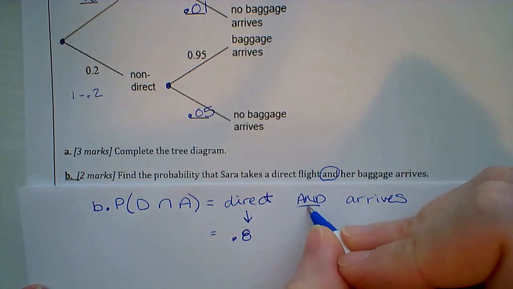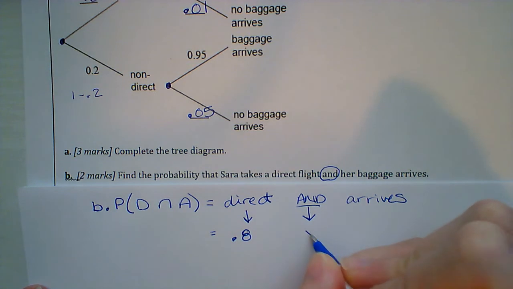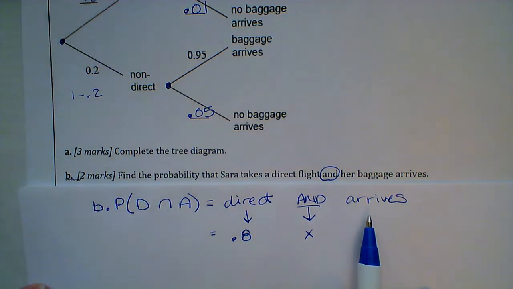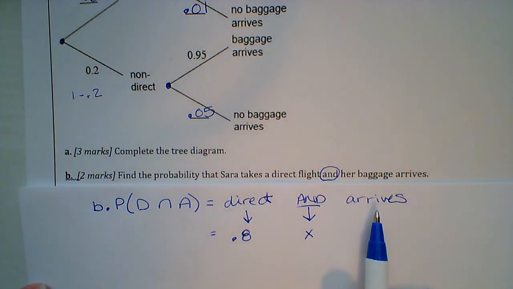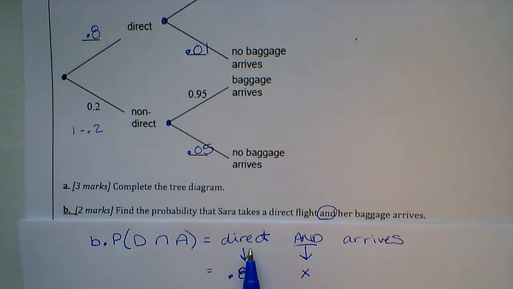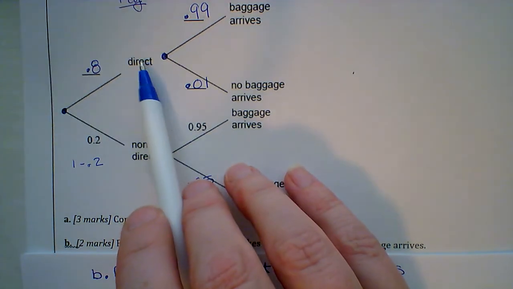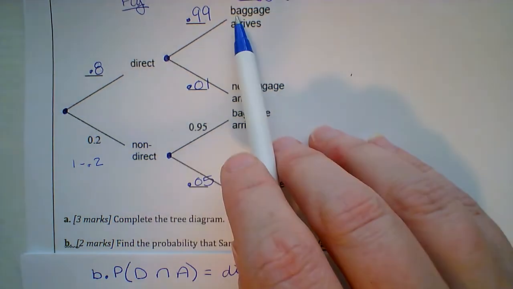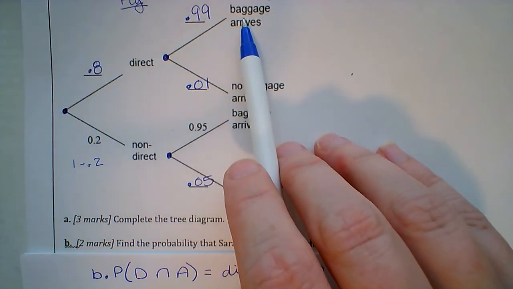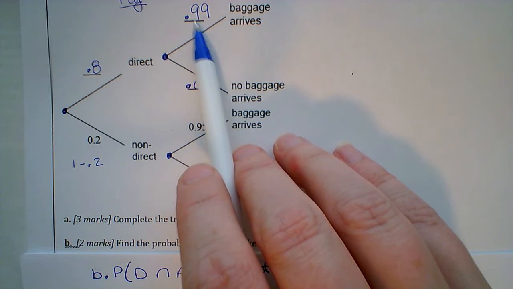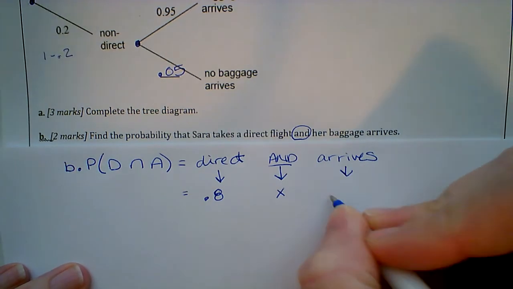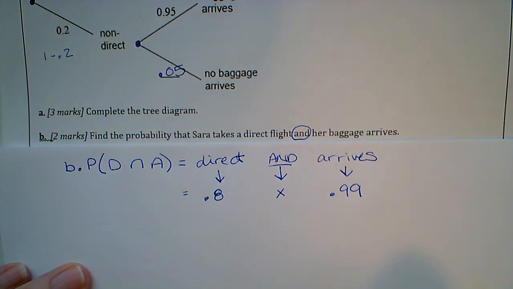And then we just said this magical little word "and" means multiply. Now I want to know the probability that the baggage arrives. Well, I took a direct flight. I need direct flight and the baggage arrives. I need both of these things happening. So I go up to direct flight, and then from direct flight, where am I going to go? Up to baggage arrives. And what's the probability that I had to go through? I had to go through the probability of 0.99. So arrives is going to be 0.99.